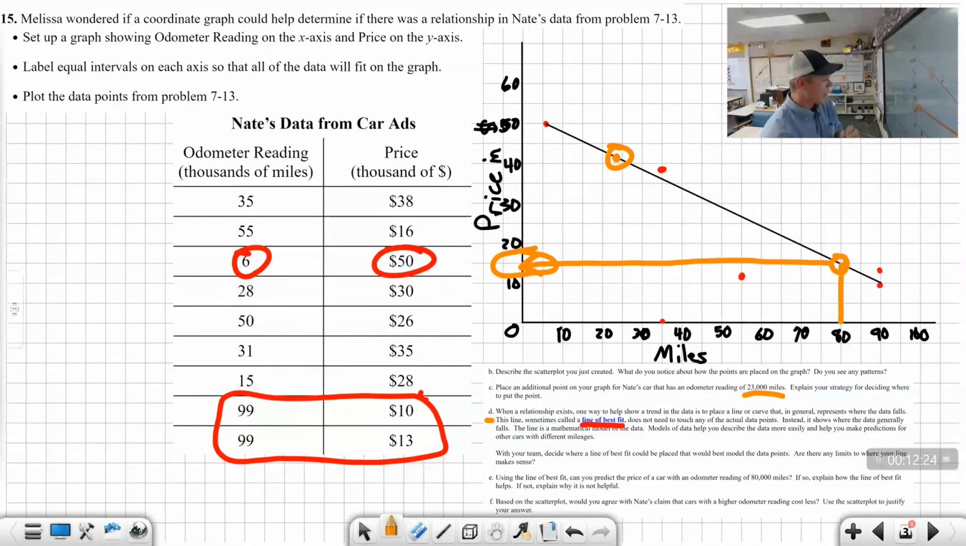The purpose that we need to write here in letter F, on the line below, letter F, yes, we agree with Nate's claim, period. Low mile vehicles cost more than high mile vehicles. Yes, we agree with Nate's claim, period. Low mile vehicles cost more than high mile vehicles.